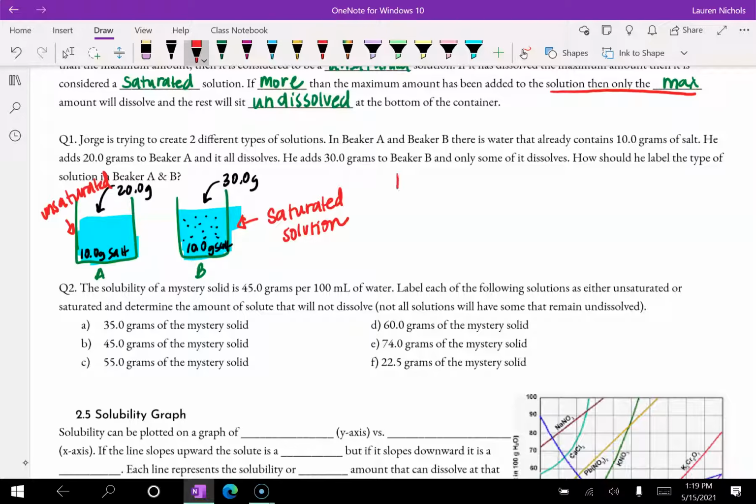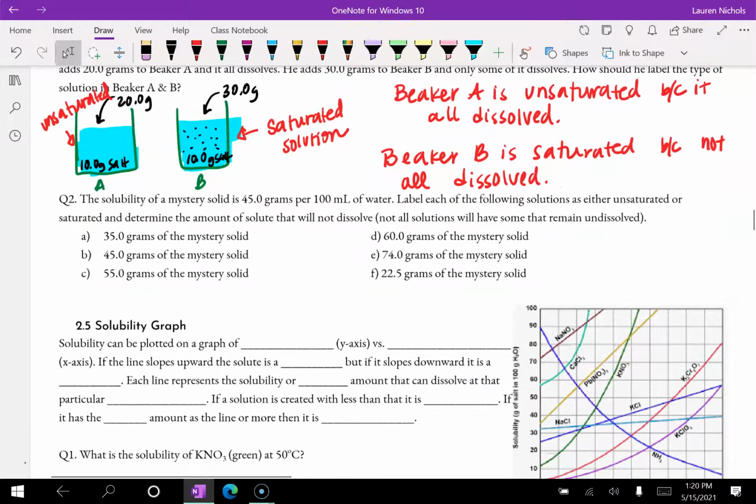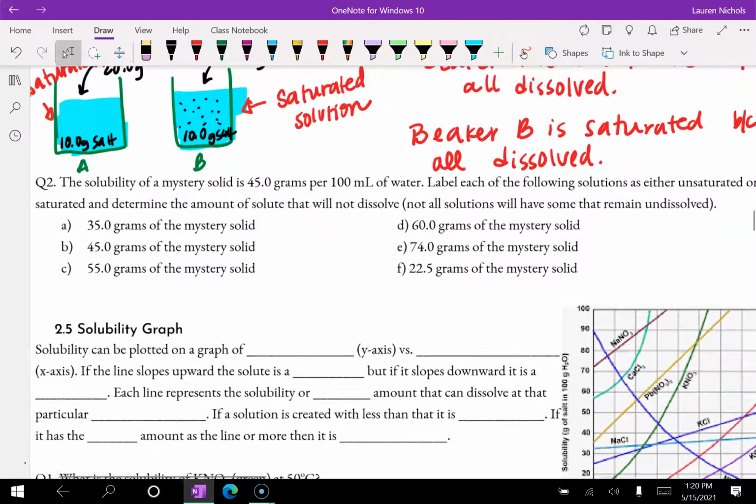So if we want to put this in a sentence, we could say beaker A is unsaturated because it all dissolved. And you could do the same thing for beaker B. You know, beaker B is saturated because not all of it dissolved. Some of it is undissolved. It already dissolved the maximum. And so we can also look at it maybe with numbers and not really like a picture.